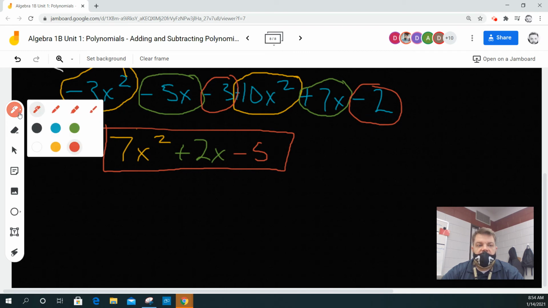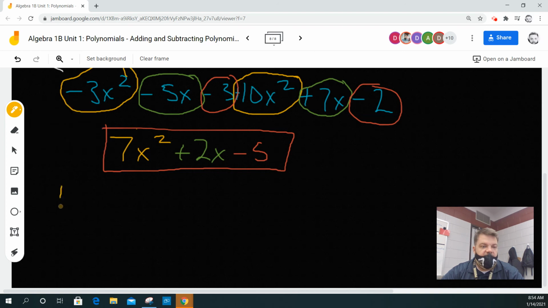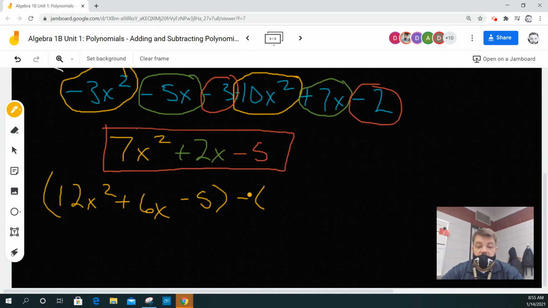So then the next thing that we need to do, and I think I can fit this in, I've got 12x squared plus 6x minus 5x minus the quantity 5x squared plus 8x minus 12.